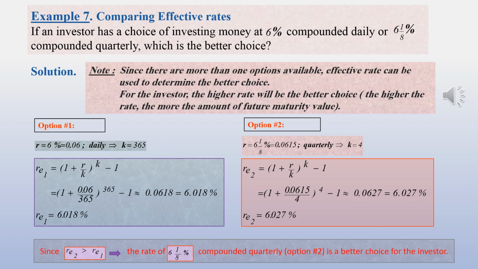We found that Re2, which is the second option, is bigger than Re1, which is option number 1. So the effective rate of the second option is bigger than the effective rate of the first option. So because of that, of course, the investor will choose option number 2. So option number 2, compounded quarterly, with the nominal rate 6 1/8%, is the better choice for the investor.